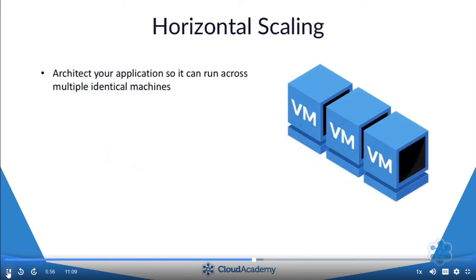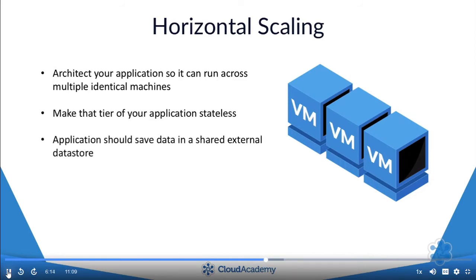First, you need to architect your application so it can run across multiple identical machines. Ideally, you should make that tier of your application stateless. That is, the VMs should not store any data locally. Otherwise, the application wouldn't scale well, because client requests would be tied to particular VMs. So the application should save data in a shared external data store.